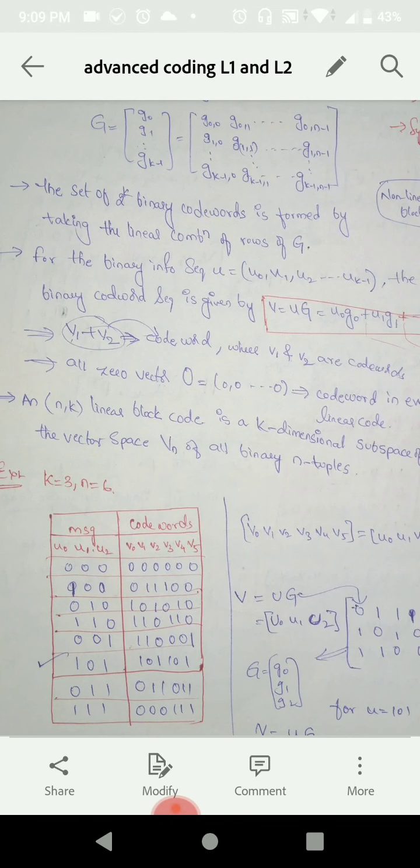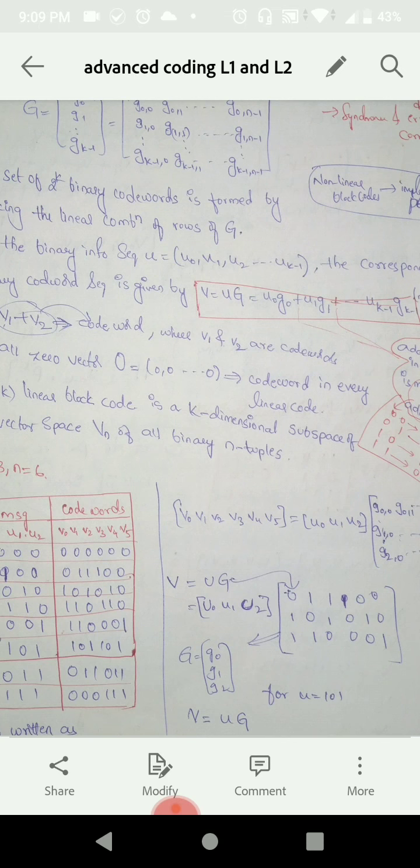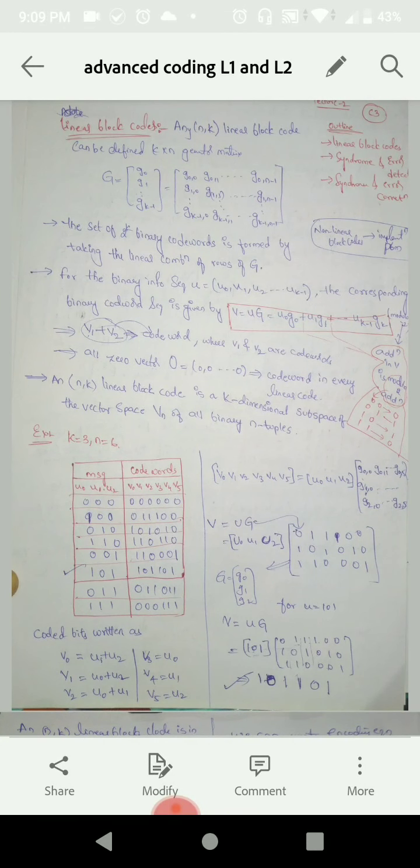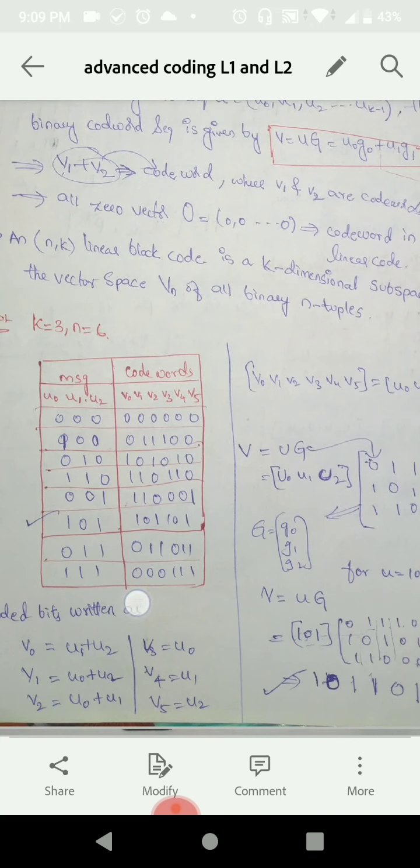So every all-zero vector is also a code word in every linear code. An (n, k) linear block code is a k-dimensional subspace of the vector space Vn. Out of Vn, the (n, k) code is nothing but a k-dimensional subspace of the vector space Vn of all the binary n-tuples. So this can be defined very clearly.